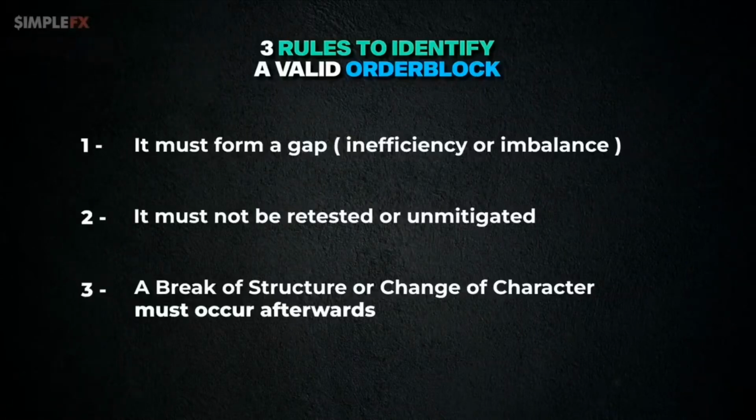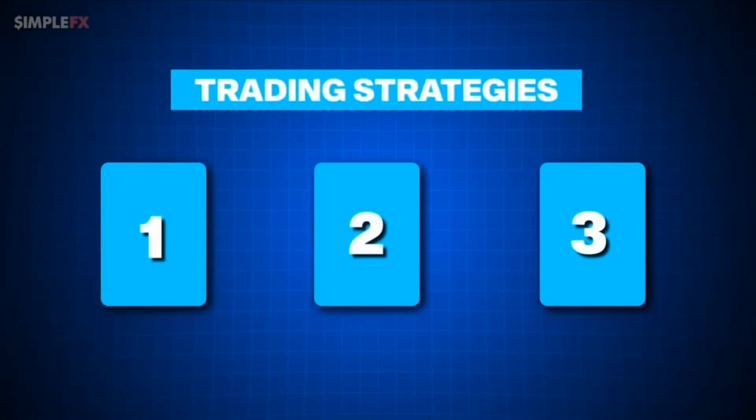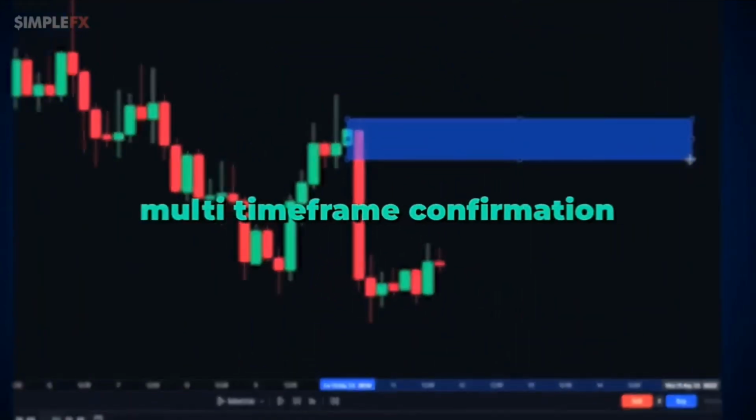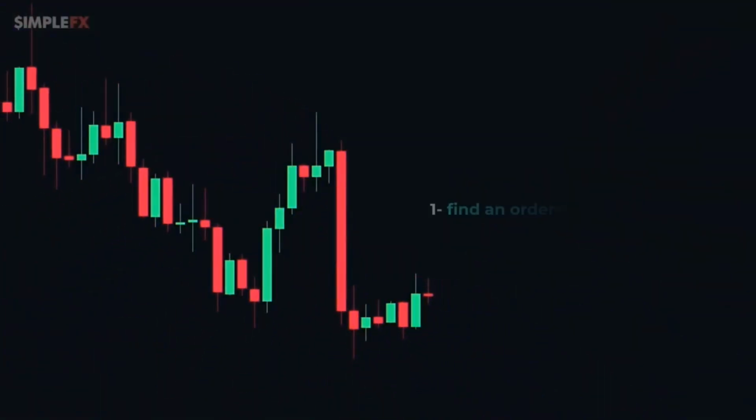Identifying order blocks is a great skill, but the real excitement comes when you start using them in a trading strategy. Now, I'm about to reveal 3 order block strategies that can take your trading to the next level. Strategy number 1, multi-timeframe confirmation. For this first strategy, start by finding an order block on a higher time frame.